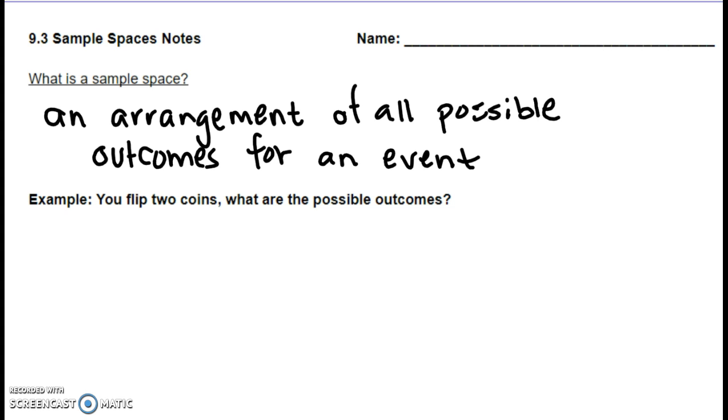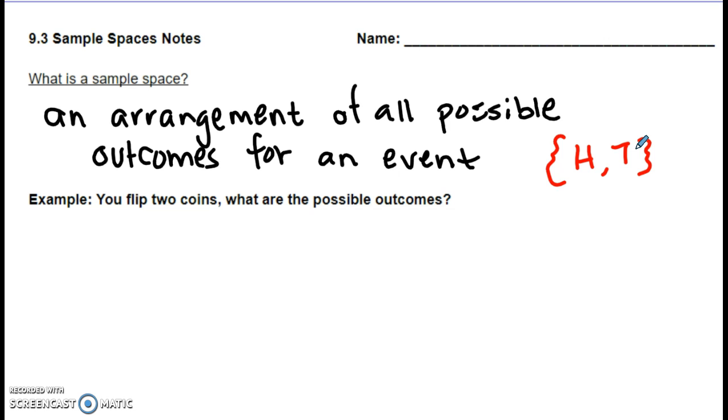So the first example that I have there on your notes is you flip two coins. What are the possible outcomes? And when we first started listing sample spaces, we just listed them in a list. And so if you were just flipping one coin, you could write a list, and I'm just going to do this over here, and list that your options are getting either heads or tails. Really, that's a sample space already. You're creating a list of all of the possible outcomes for the event.